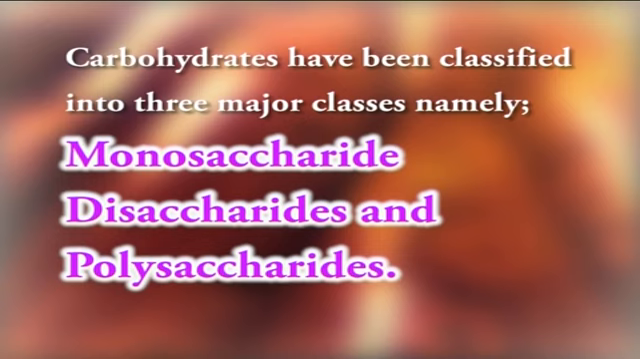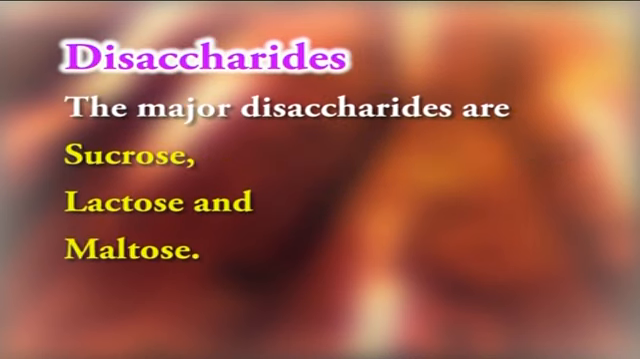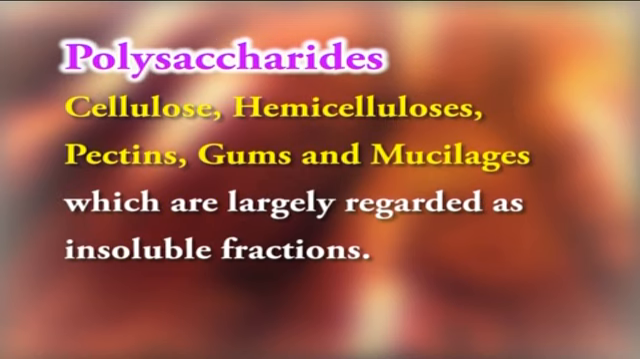Carbohydrates have been classified into three major classes, namely monosaccharides, disaccharides and polysaccharides. Glucose, fructose, galactose and mannose are characterized as monosaccharides. The major disaccharides are sucrose, lactose and maltose. Polysaccharides generally include cellulose, hemicelluloses, pectins, gums and mucilages, which are largely regarded as insoluble fractions. Now, let us study each of these classifications in detail.